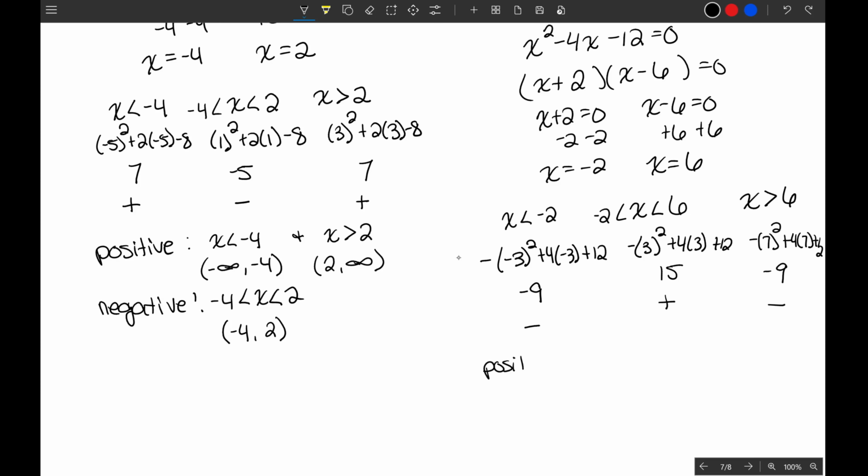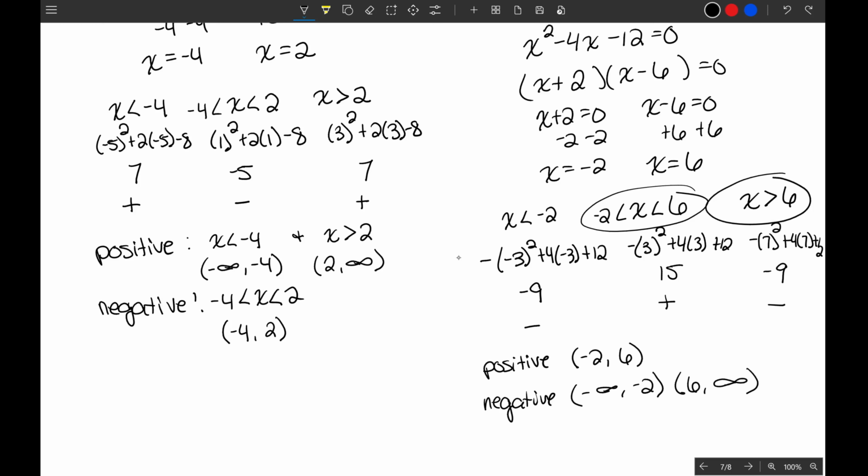So I am positive only in one section when x is between negative 2 and 6, or I could just write that as well. And then I am negative from negative infinity to negative 2, and from 6 to positive infinity, or I could just write those two sections.